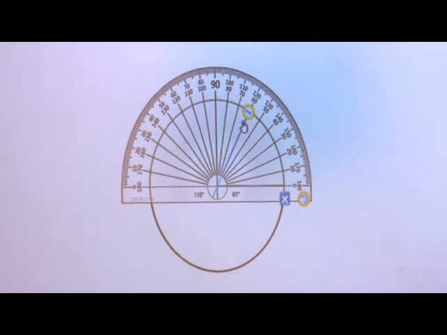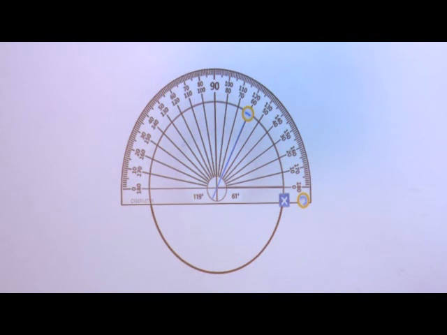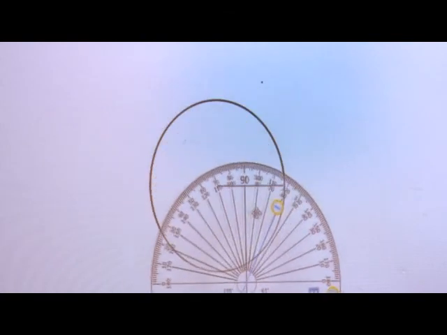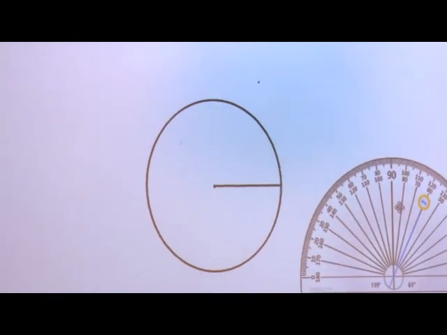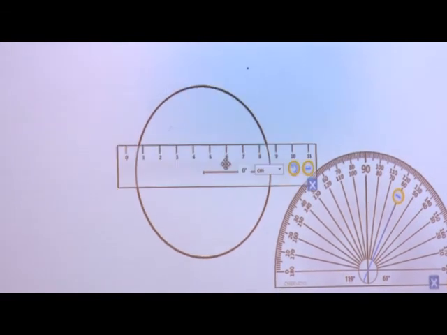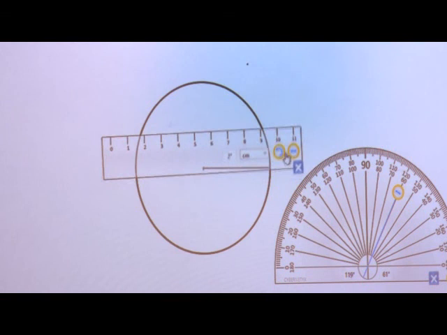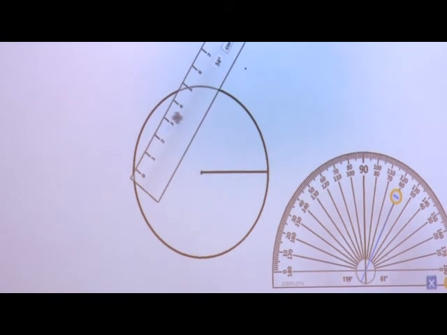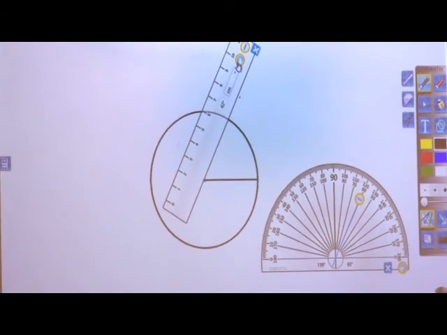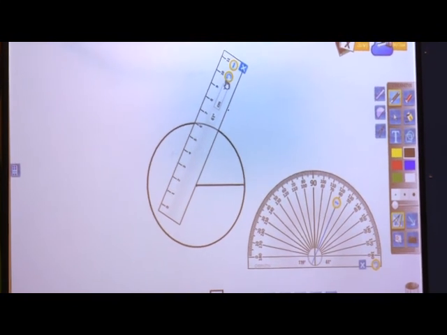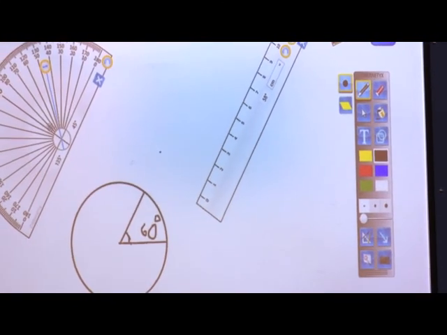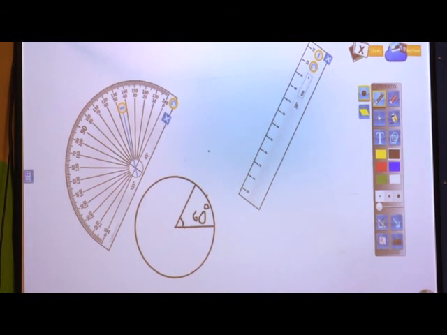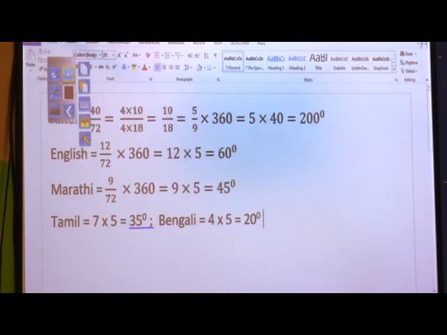Here you can see I am changing the pointer on 60 degrees and I am putting a dot here. You can see there is a small dot that is present there. Now with the help of the scale, I am just drawing a segment there which will be making 60 degrees with the center. And students, you have seen that this is 60 degrees that I have drawn. This is for English, 60 degrees.